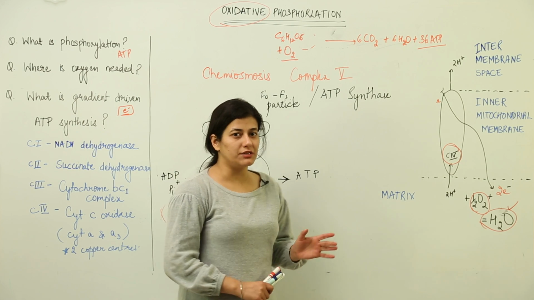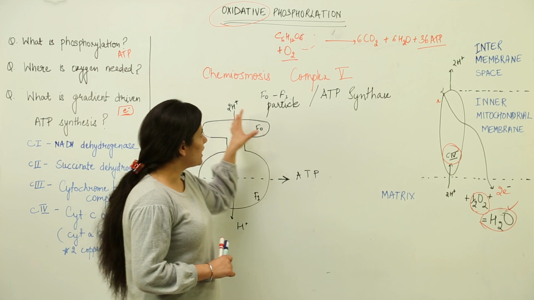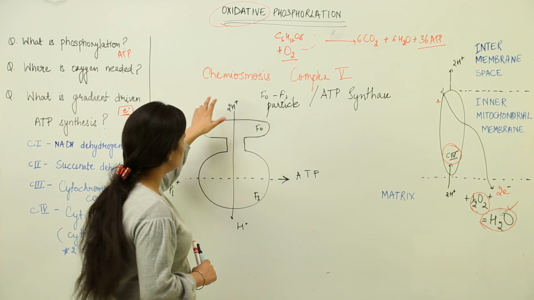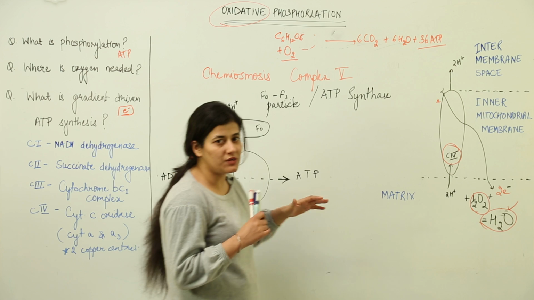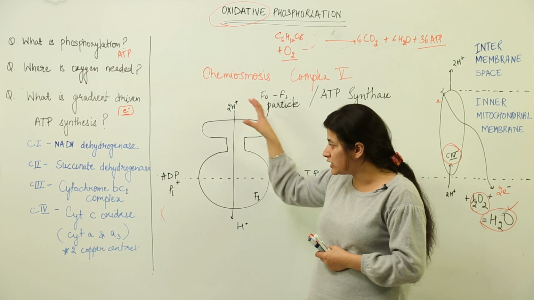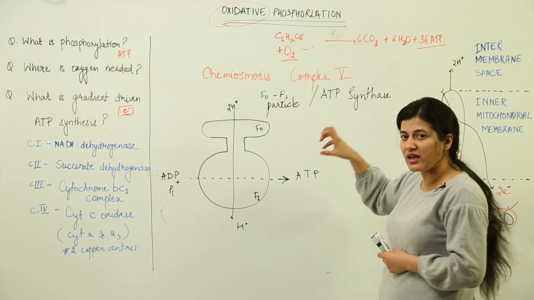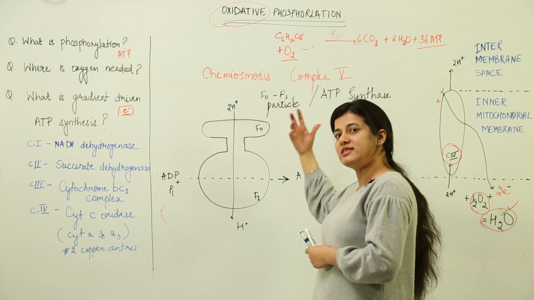Now let us consider what is there in complex number 5, that is ATP synthase, where chemiosmosis has to take place. And I use the word osmosis, which means something must be related across a gradient, there would be a movement, and that would be accompanied by complex number 5, which is coupled along with all these complexes wherever there is movement of protons outside the membrane.